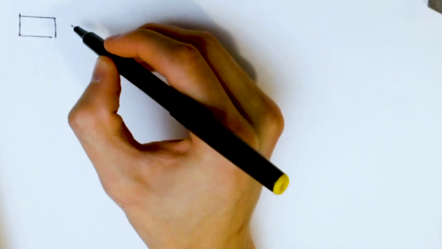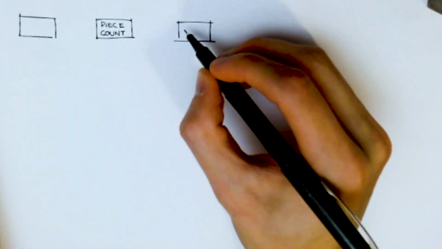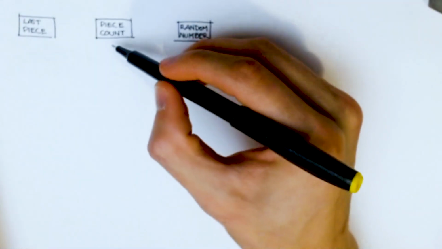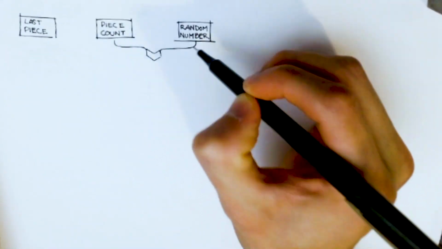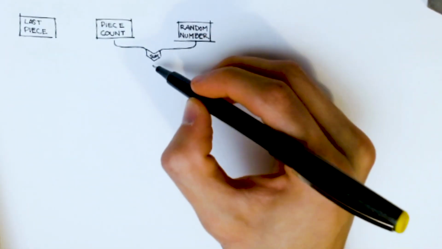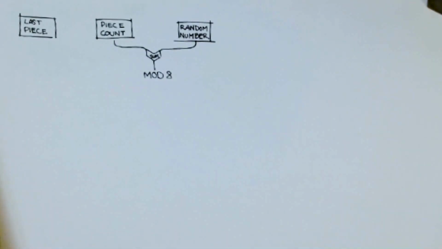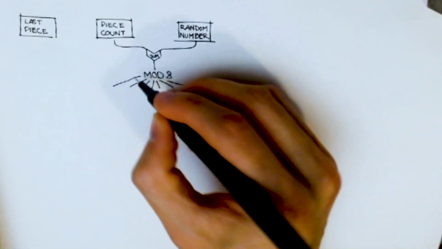Pieces are chosen using three factors in NES Tetris, being the previous piece, the number of pieces spawned, and an underlying random value. Let's go over how these are combined together. The first operation is to add together the random number and the piece count. Then, following taking that sum, the number is masked to 3 bits, which provides a value between 0 and 7.